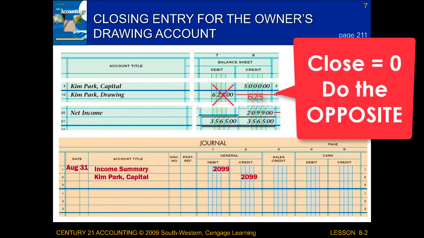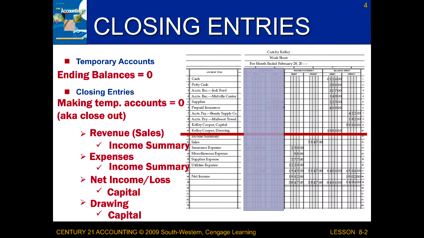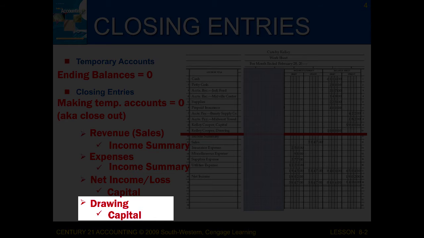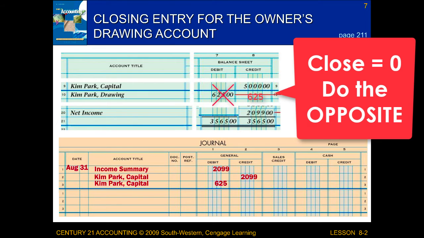No, the credit goes on the second line, the debit goes first. So I need to list my opposite account. Again, let's check back at our notes. Our opposite account is capital. So I'm going to list my capital account first. So Kim Park, Capital, $625. And my drawing account then, the opposite of what it was, gets credited $625.